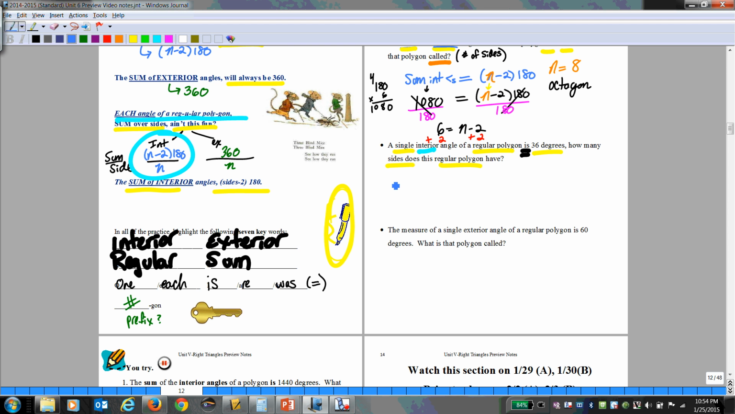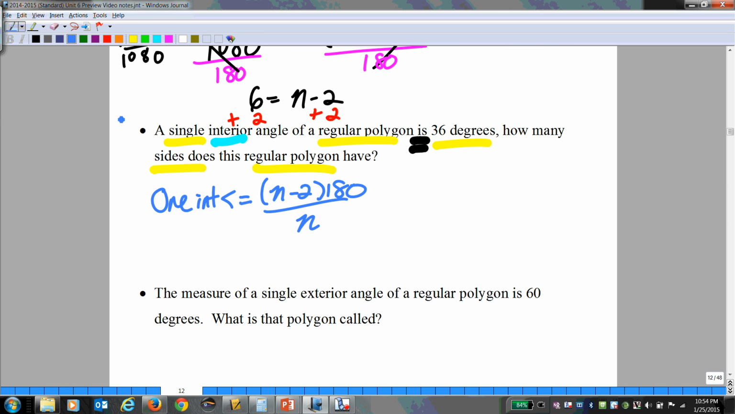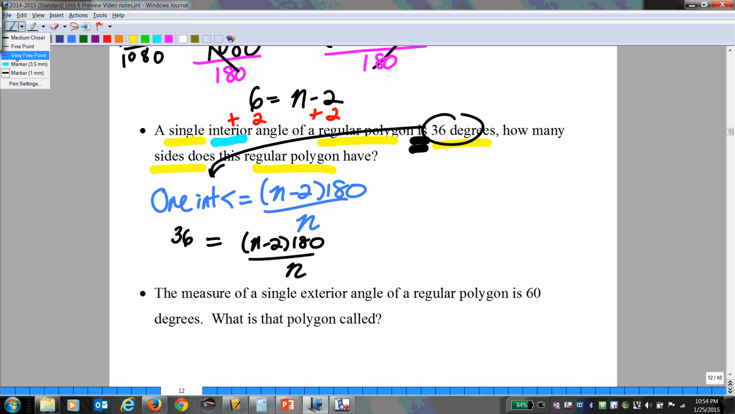So we write down 1 interior angle equals n minus 2 times 180 over n. That's how we know the equation, by looking at our given information. Now our 1 interior angle is 36 degrees. So that's going to go on this side. 36 degrees equals n minus 2 times 180 over n. Our goal is to figure out how many sides it has, and that means solving for that n there.